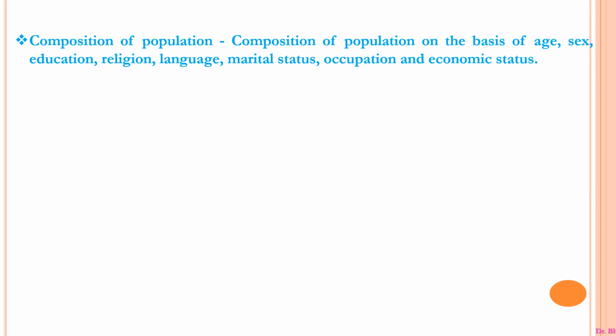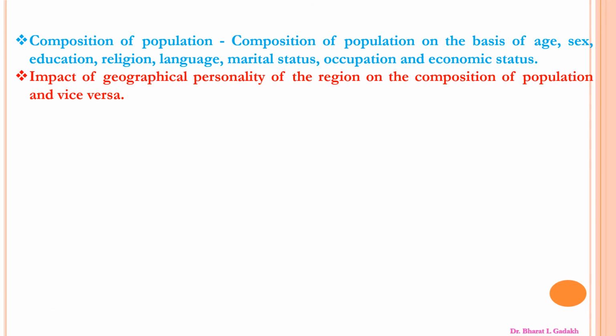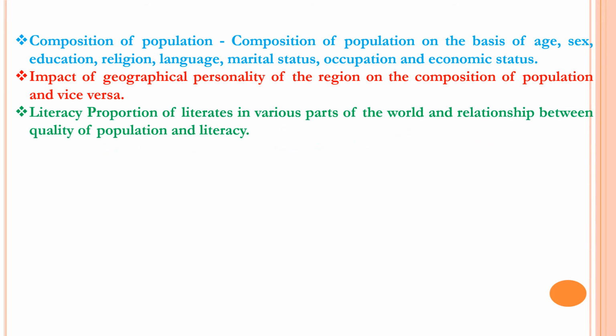Next, the composition of population on the basis of age, sex, education, religion, language, marital status, occupation, and economic status. These are the compositions: sex composition, education composition, religion, language, marital status, occupation, and economic structure. Then the impact of the geographical personality of the regions on the composition of population, and vice versa.